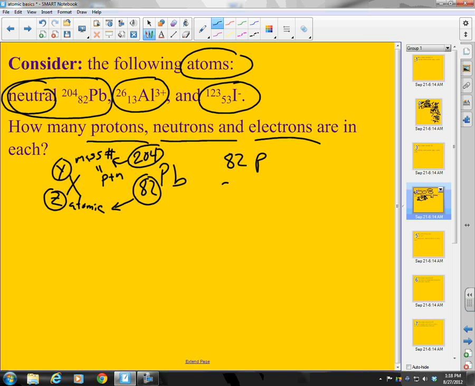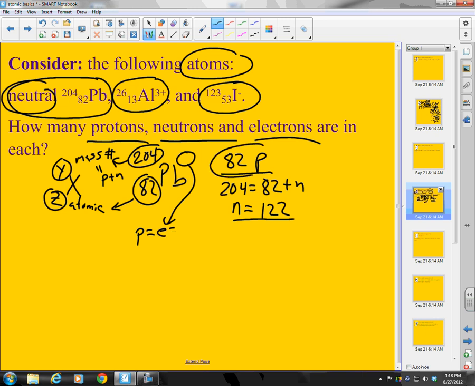So that means I have 204 is equal to the number of my protons, 82, plus the number of my neutrons. Solving for N, I get what? 122, I hope. 204 minus 82, 122. Yeah, that looks like a winner. So I have 122 neutrons, 82 protons, and it is a neutral atom. No charge here. That means what? If it's neutral, that means I have the same number of protons as electrons. If I have 82 protons, that means I have 82 electrons.